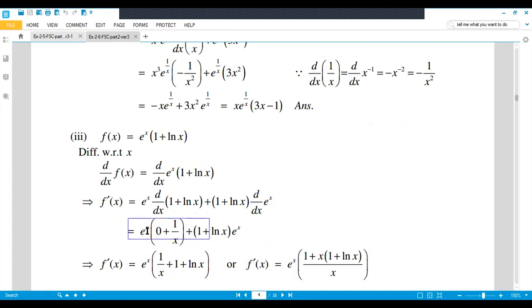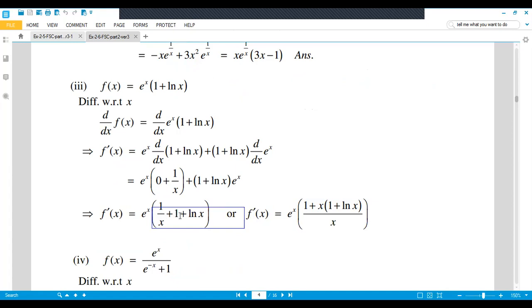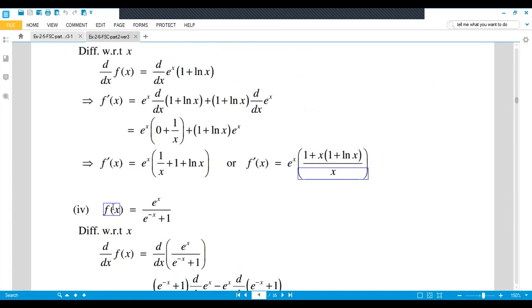Now this e power x we multiply inside, so 0 will be 0, and with 1 over x, so e power x times 1 over x. e power x is common in all these, so you take e power x common: 1 over x plus 1 plus natural log of x. If you take the LCM, so e power x times 1 plus x over x into 1 plus natural log of x. So this is the required result. If you do it up to this step, it will still be considered correct if you don't want to do this step. So now come to the fourth part.